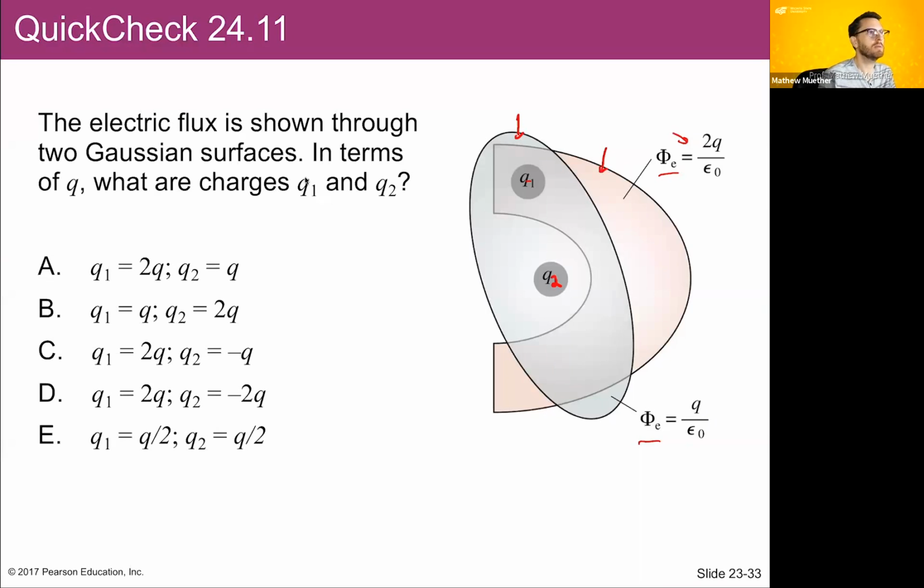Okay, let me go ahead and end the poll. Share the results. So a lot of you picked C. Let's see how we do that real quick.